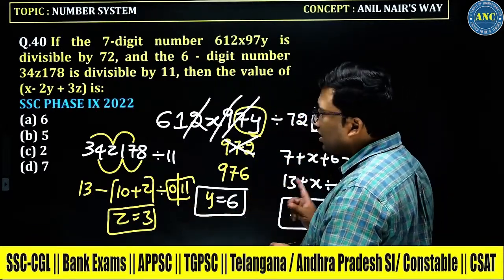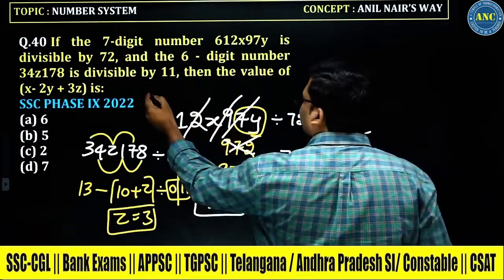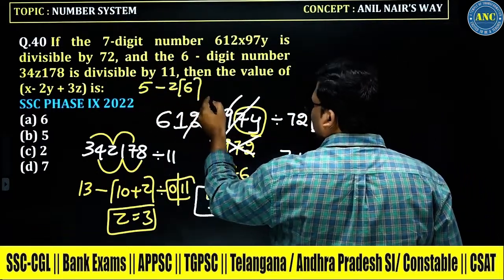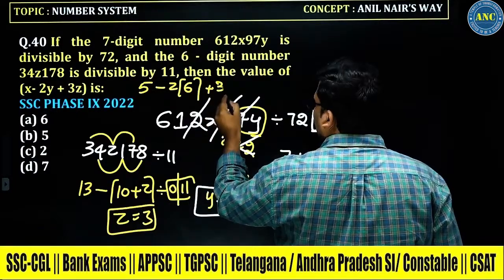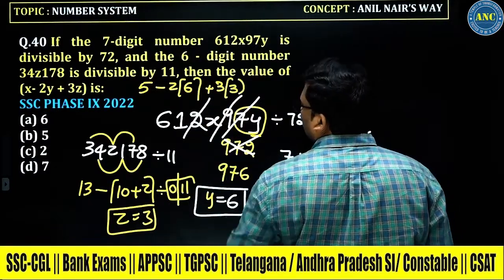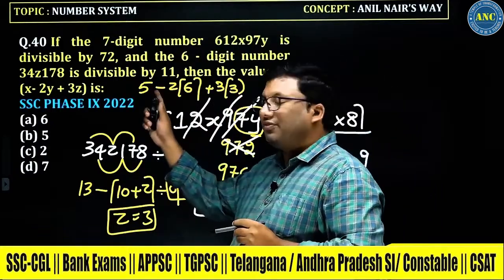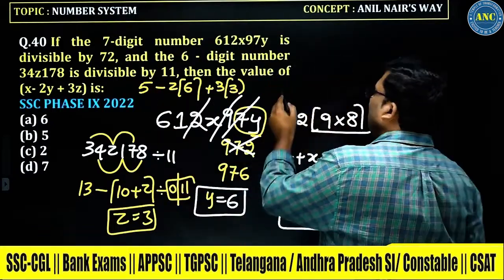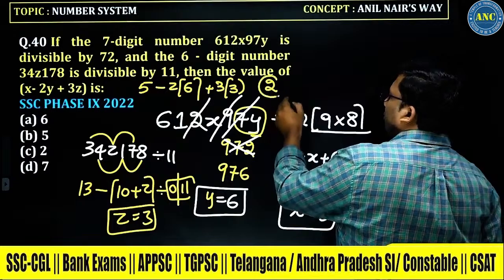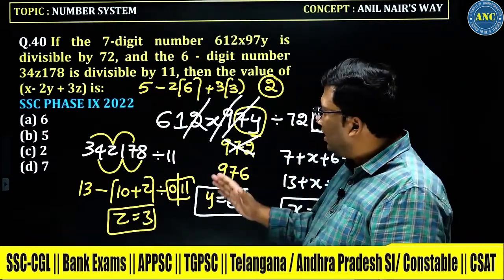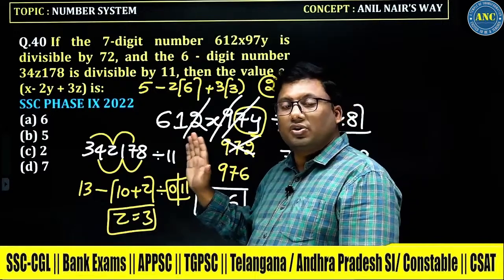Z is 3, Y is 6, X is 5. So 2 into Y, which is 6, plus 3 into Z, which is 3. This will become 9 plus 5, 14. 14 minus 12 is 2. I hope the idea is very much clear to you.